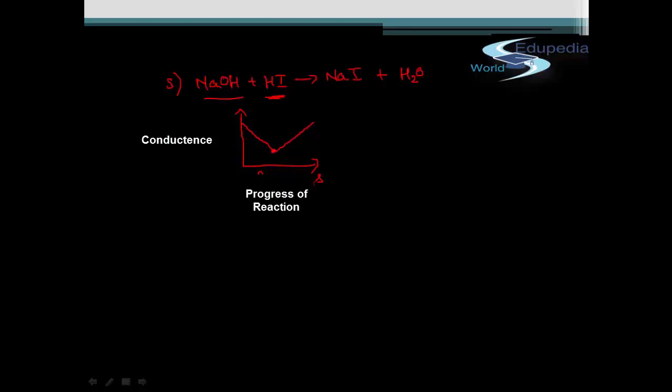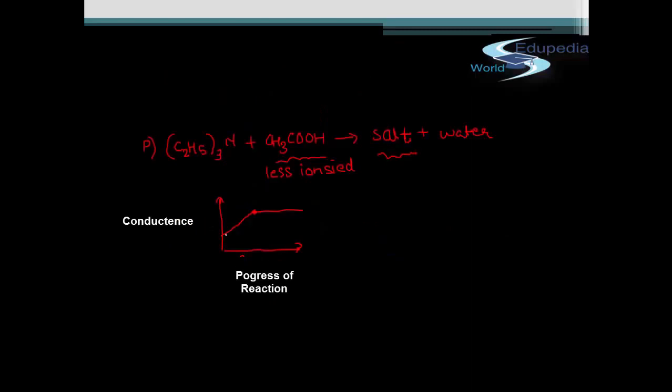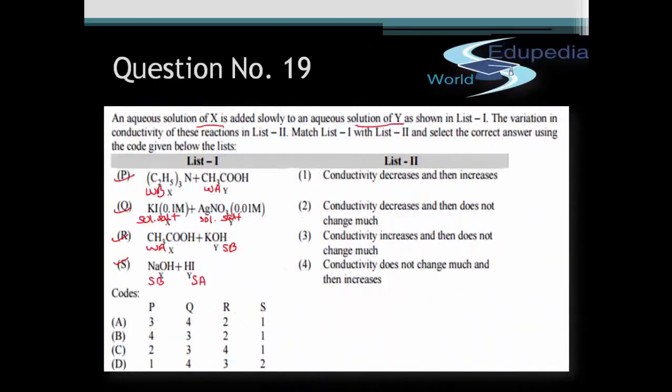If we again analyze each of the options discussed, we'll find that in P, the conductance first increases and then becomes constant. So if we look at option P, first increases and then becomes constant, that means we are going to match P with option 3, because option 3 clearly states conductivity increases and then does not change much, which basically means becomes constant. Okay, let us go to option Q.